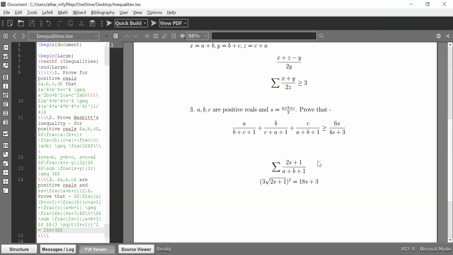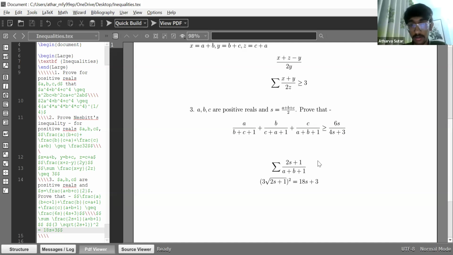I mean, you could apply T2 by multiplying A on the numerator and denominator, B on the numerator and denominator, and then using T2. And then we know that AB plus BC plus CA is less than or equal to (A plus B plus C) whole squared by 3. Yes, that also works. Any other approaches? Anyone used AM-GM or something like that? Okay, I don't think anyone has.